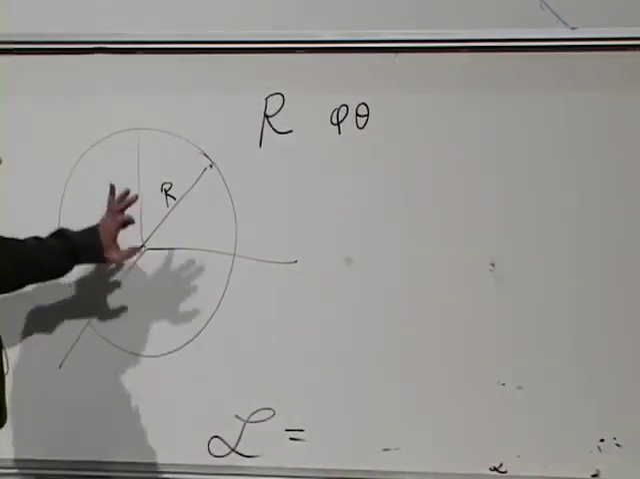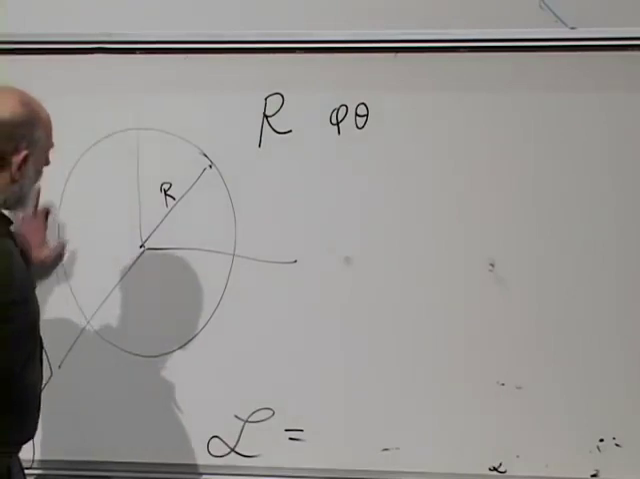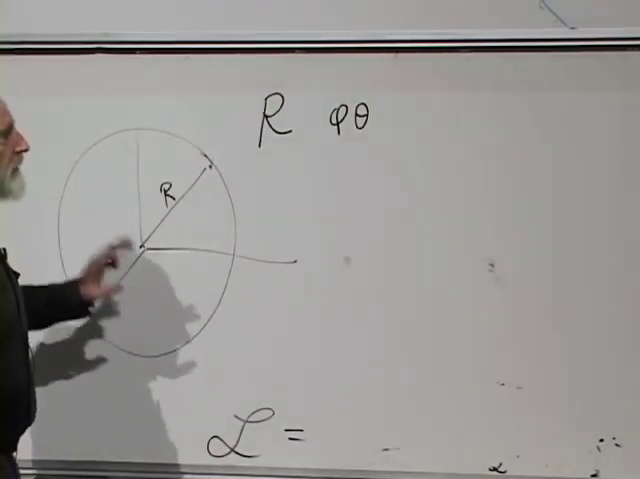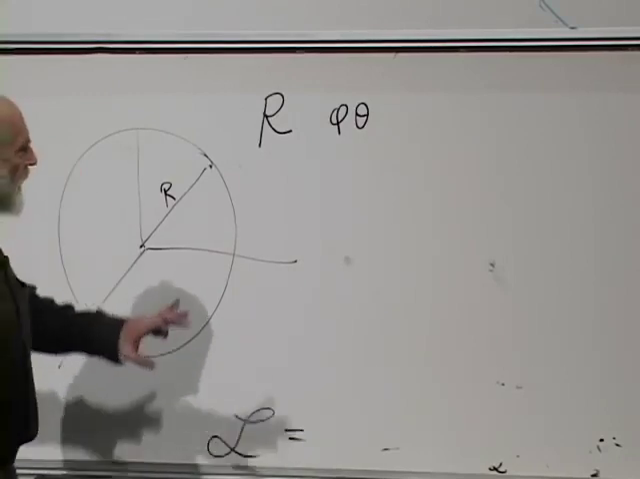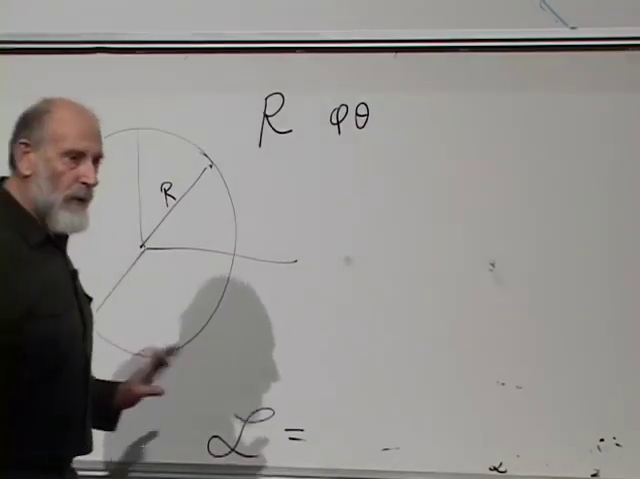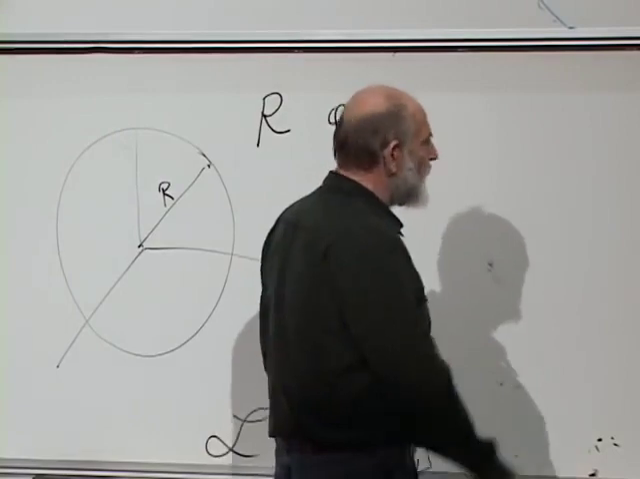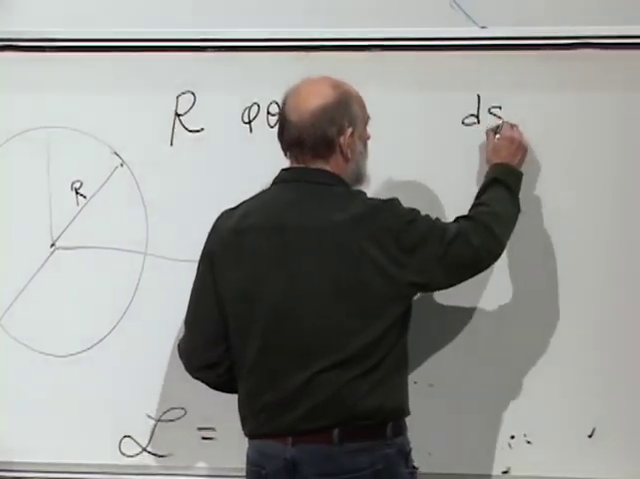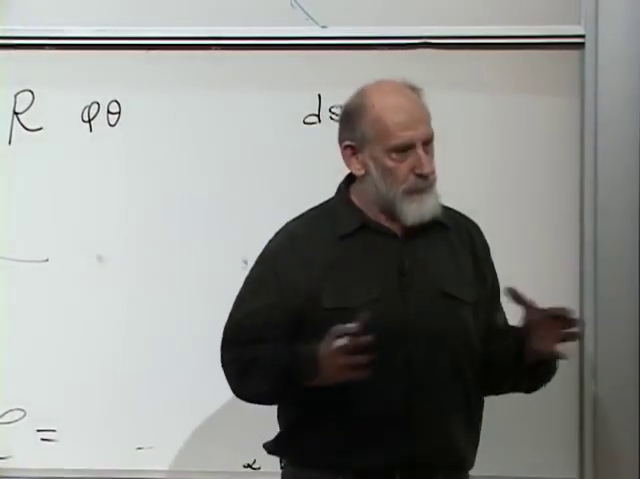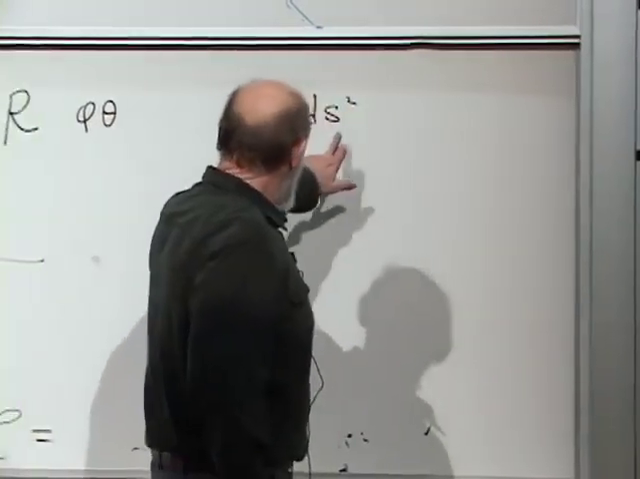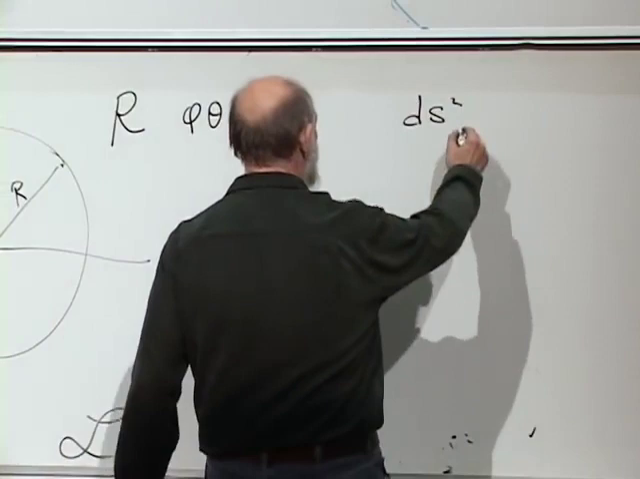Now, first of all, let's think about the metric on a sphere. The metric of a sphere itself. Let's begin with the unit sphere. A unit sphere of radius 1, what is the metric on a unit sphere? Let's just call it ds squared. I'm not using d tau squared because I don't want to think of it as proper time. I want to think of it as spatial distance. ds squared. Anybody remember what it is?